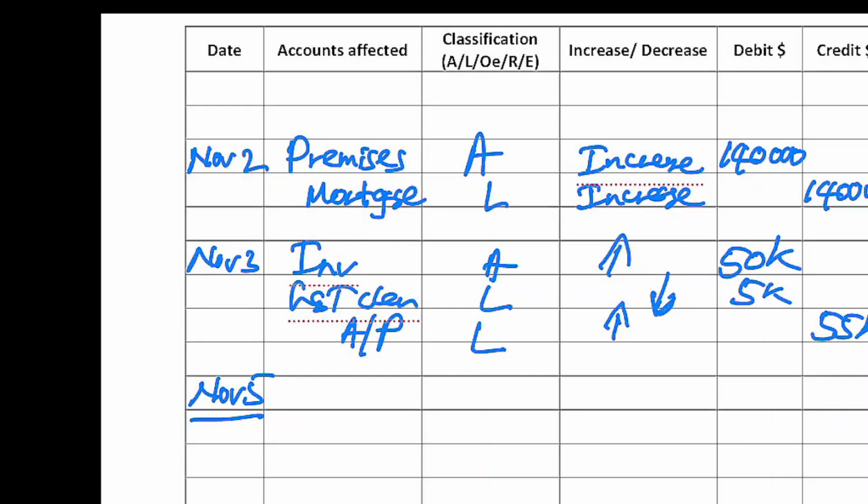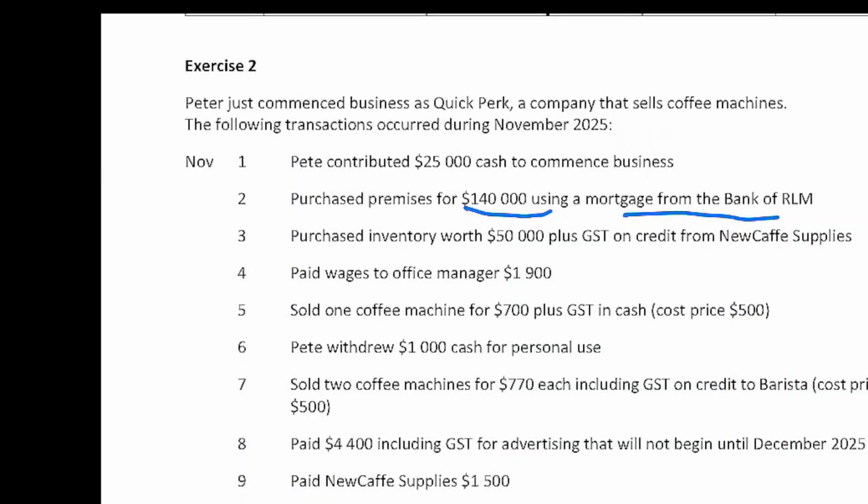Now, this is a bit confusing, guys, so please look at this carefully. Wages is fine, yes? Everybody got it correct? Accounts affected: wages. Increase or decrease? Expense, increase. Debit or credit? Debit. Other account is bank. Asset decrease, credit. Good.